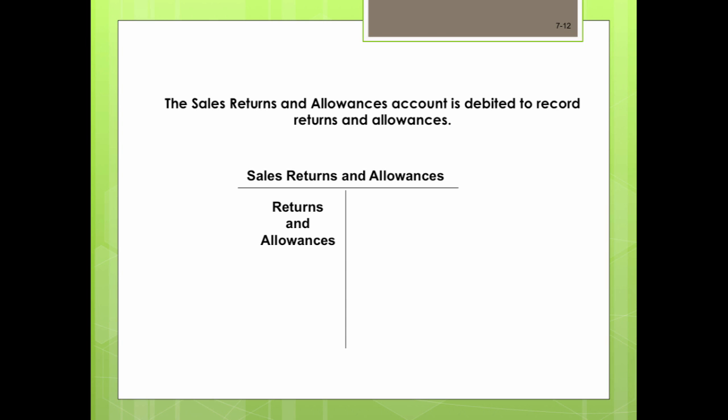Now, when a customer returns a product, the business makes an opposite entry of that of a sale. So instead of debiting the sales account, we debit the sales returns and allowances account. By debiting sales returns and allowances instead of the sales account, management can monitor the balance of the sales returns and allowances and see if the product returns or allowances are increasing. Okay? So the sales returns and allowances account is a contra revenue account. This is a new term, contra revenue account, that keeps track of all customer returns. A contra revenue account is an account with a debit balance, which is contrary to the normal balance of a revenue account.